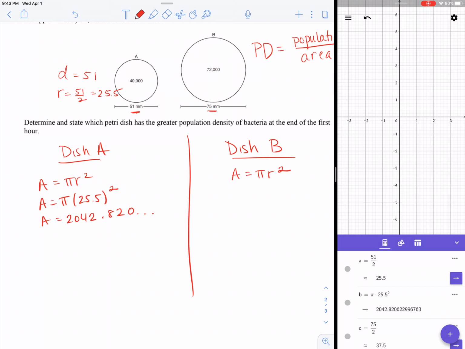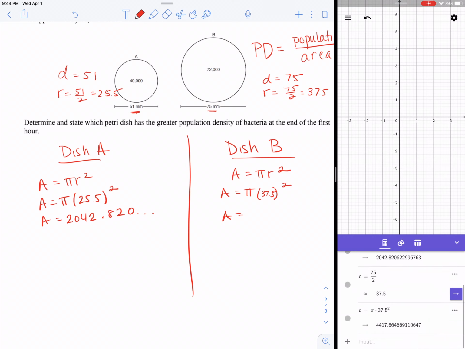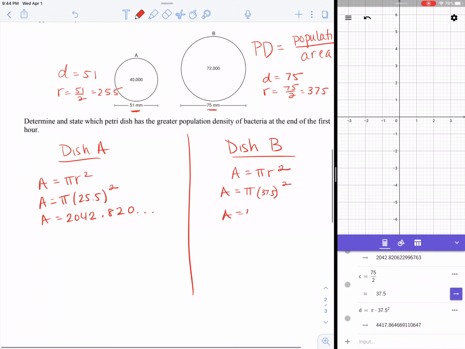Then I'm going to get the area for dish B, pi r squared. And again, I took the diameter of dish B, which was 75. And the radius is going to be that divided by 2. And I already got that in the calculator, it's 37.5. So I'm going to plug that in for the radius. And then I already did pi r squared for that, and I got that 4,417 number.